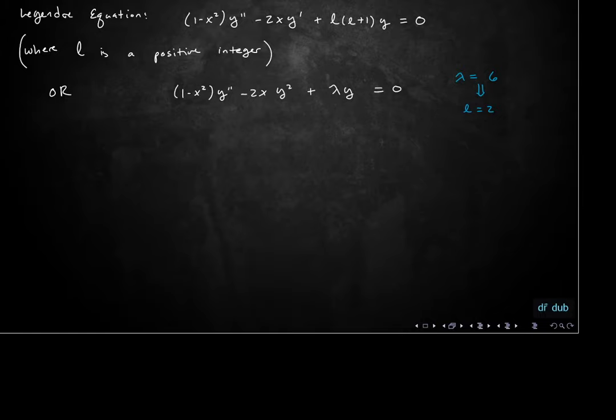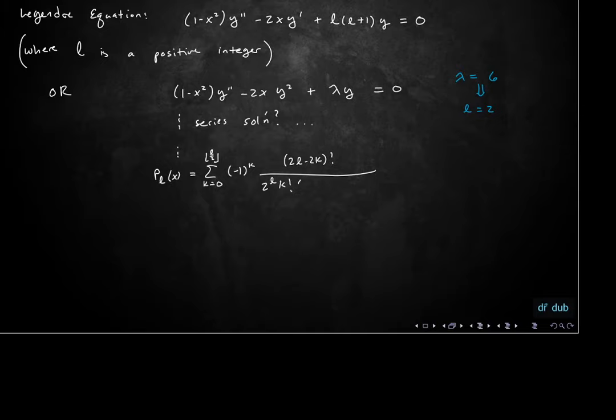So, you solve with a series expansion. Just joking, you don't really have to. Series solution? Lots of work, sure. At the end of that, you get something called a Legendre polynomial, P_l of x, which is a summation from k equals 0 to the floor of l over 2, of negative 1 to the k, times (2l minus 2k) factorial, over 2 to the l times k factorial times (l minus k) factorial times (l minus 2k) factorial, times x to the l minus 2k.